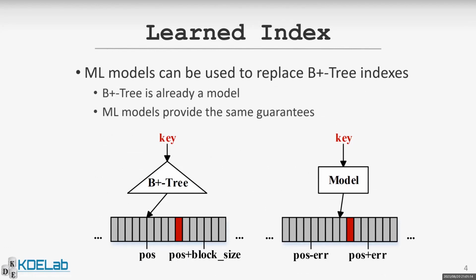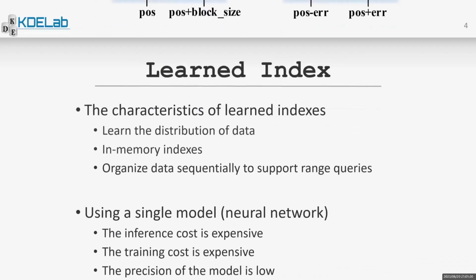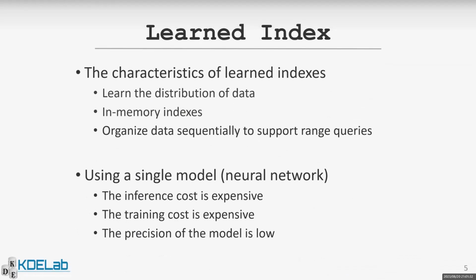It can save the maximum error of the model during training, and then perform a local search within the maximum error range, and the data will be found. Therefore, it is feasible to use machine learning models instead of B+ trees. Learned index is more advanced than the B+ tree in that the B+ tree does not use any data distribution information, while the learned index learns the distribution regularities of the data.